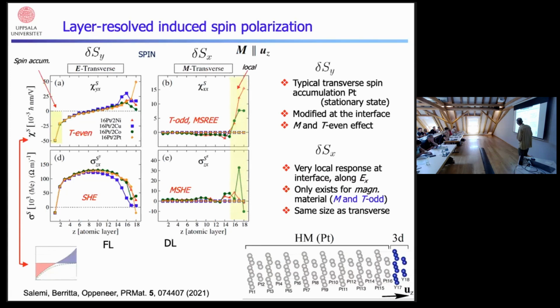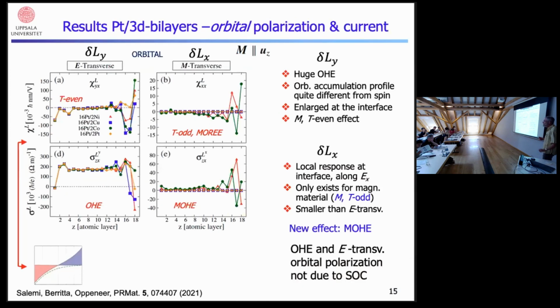And then this is the time reversal odd magnetic, similar to the signs of the effects. And if you look at the sizes here, this is actually not so much smaller than the conventional spin Rashba-Edelstein effect. So these effects are new and have to be taken into account also. Now we can also do the same step and look at the orbital polarization and the orbital currents.